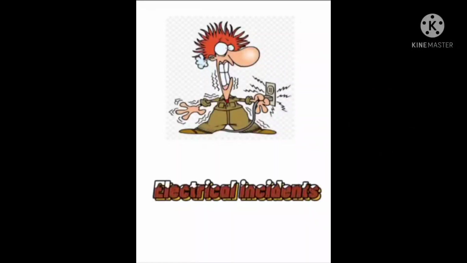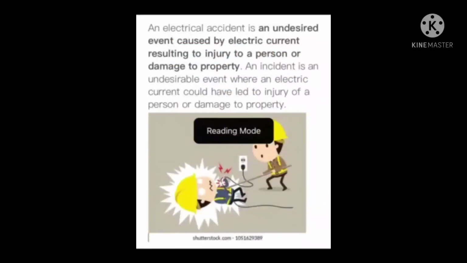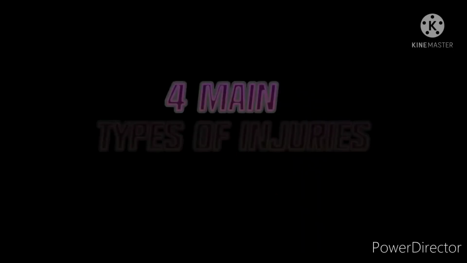My topic for today is electrical incidents. An electrical accident is an undesired event caused by electric current resulting in injury to a person or damage to property. An incident is an undesirable event where an electric current could have led to injury of a person or damage to property.